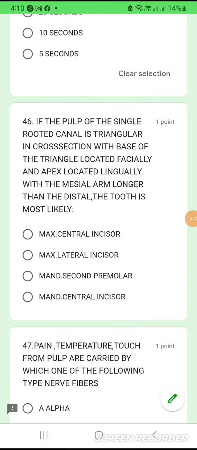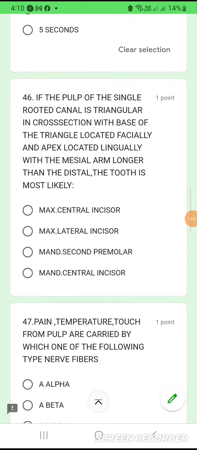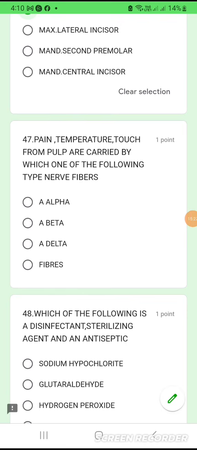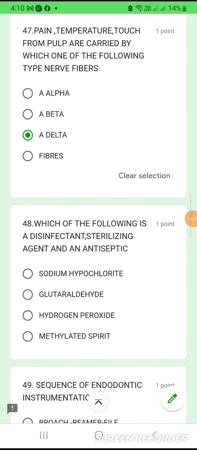Question number 46. If the pulp of a single rooted canal is triangular in cross section, with the base of the triangle located facially and the apex located lingually, with the mesial arm longer than the distal, the tooth is most likely? A triangular cross section of root canal is seen mainly in the maxillary central incisor, and the mesial arm being longer than the distal one is another clue. So the option is maxillary central incisor. Question number 47. Pain, temperature and touch from the pulp are carried by which type of nerve fibers? Mainly A delta fibers. Option C.